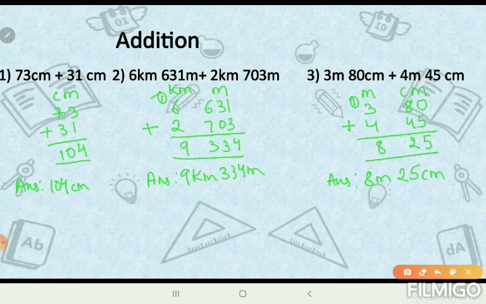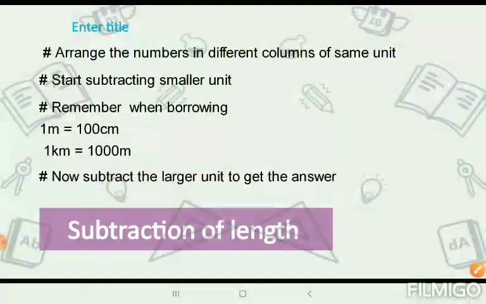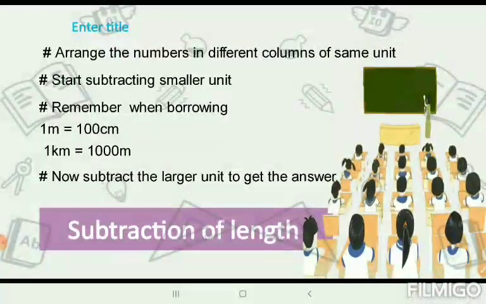Okay, so I think this is clear to you all. Let's see subtraction questions. How are we doing subtraction? Again, let's follow some rules. First, same as in addition, we first arrange the numbers in different columns of same unit. Then we start from the smaller unit. And remember one thing, whenever we are subtracting, we sometimes need to borrow.